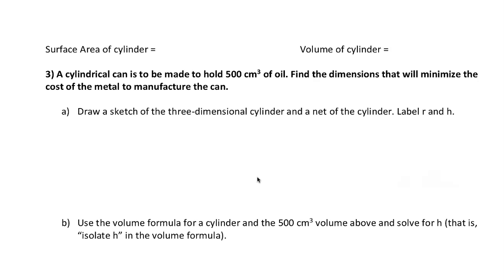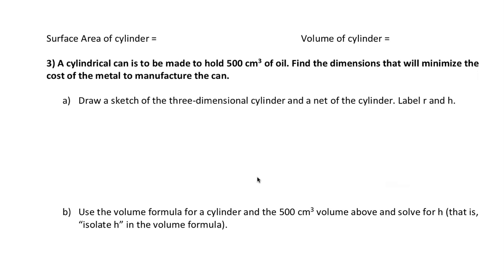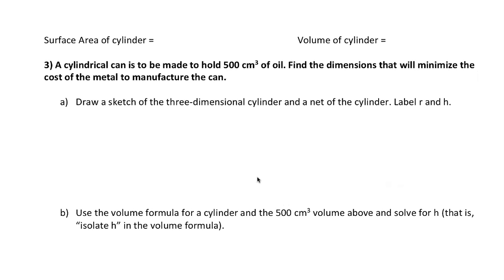So we need to review first the volume formula for a cylinder and the surface area of a cylinder. So let's actually draw a sketch of a three-dimensional cylinder. A cylinder maybe looks like this. There's the top of the can, and there's the sides, and then here's the bottom of the can. I like that three-dimensional can.